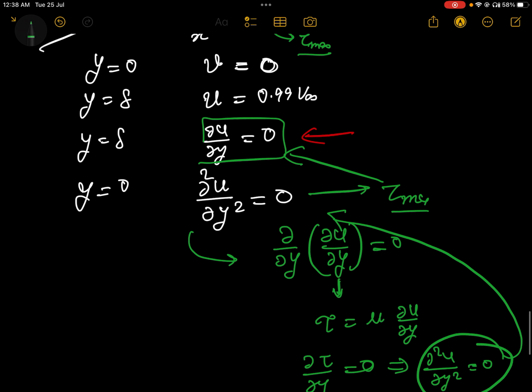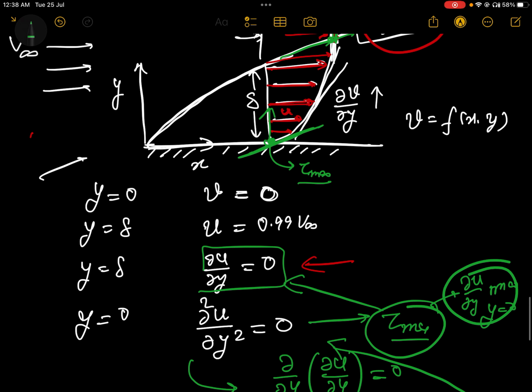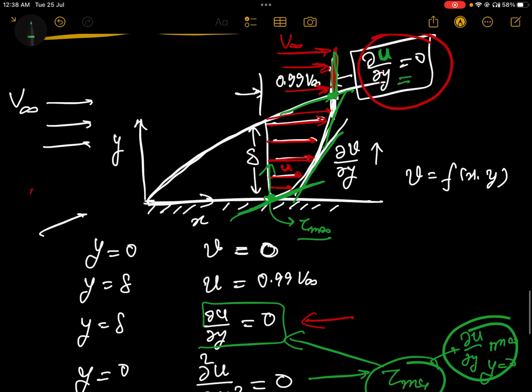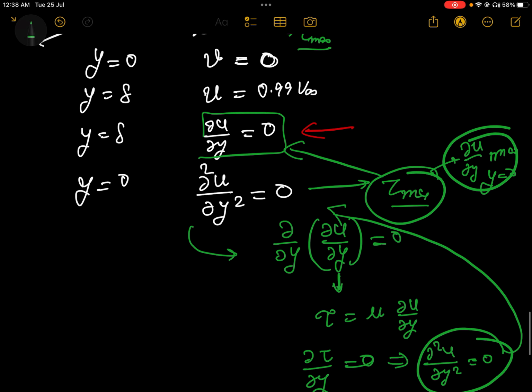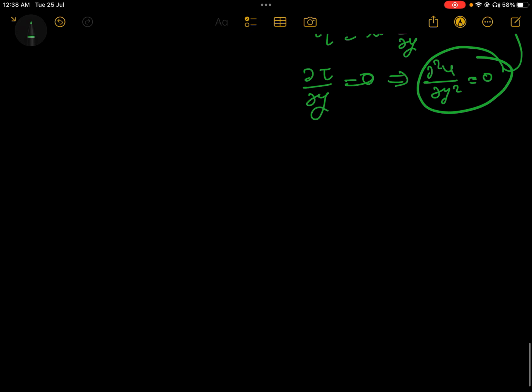So we can say that tau is maximum. It means that del u upon del y is maximum at y is equal to 0. The velocity gradient is maximum here. Of course, that is maximum here, and it is reducing going in the upward direction and it becomes 0 at the boundary layer. Fine. So I'll define some more terms.